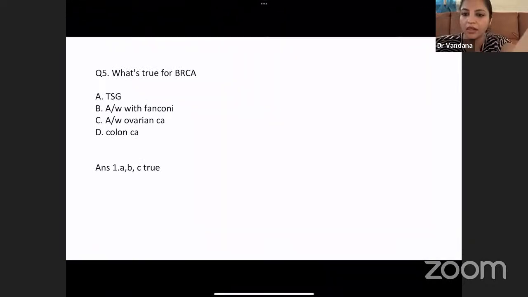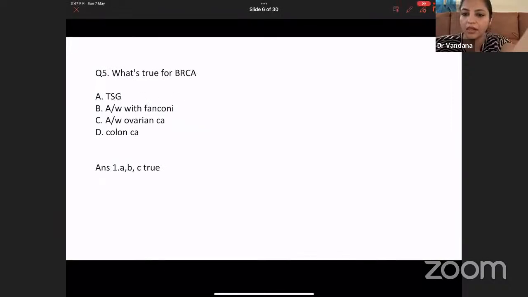So what is true for BRCA? Again, it was a multiple choice answer. Everybody knows that it is a tumor suppressor gene. That's correct. It is associated with breast cancer, correct. It is associated with ovarian cancer, correct. It is usually not associated with colon cancer. So options A, B, and C are true, right? Okay, let's go to the next question here.